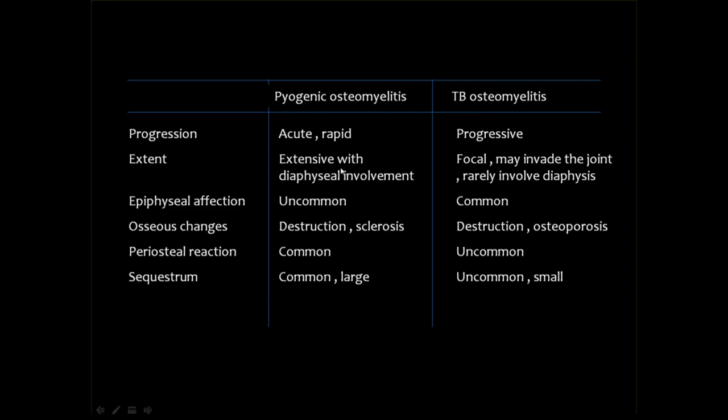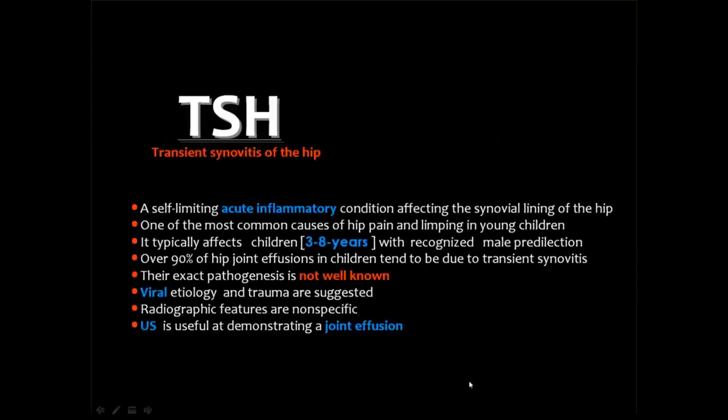Pyogenic osteomyelitis is extensive with diaphyseal involvement, whereas TB is focal and may invade the joint and rarely involve the diaphysis. Epiphyseal affection is uncommon in pyogenic osteomyelitis but common in tuberculous osteomyelitis. The bony changes are destruction and sclerosis, but in TB, destruction and osteoporosis. Periosteal reaction is common in pyogenic osteomyelitis but uncommon in TB osteomyelitis. The sequestra are common and large in pyogenic osteomyelitis, and in TB they are uncommon and small.